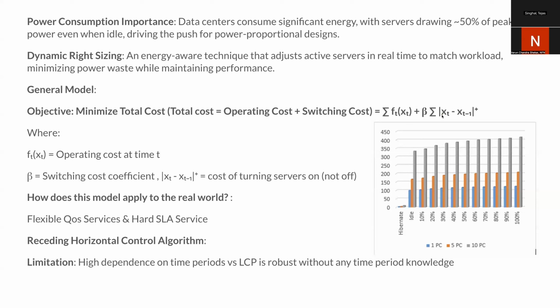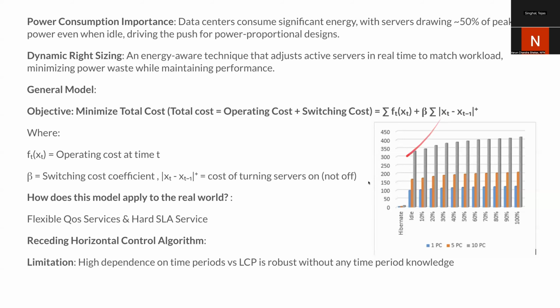So how does this model apply to the real world? Basically, this can be divided into two parts: either flexible QoS services, which is the Best Buy example I just gave, and the hard SLA service, which could be understood by taking the example of Charles Schwab, a trading platform where ultra low latency is critical. Our model ensures enough servers are active to meet strict latency requirements while optimizing energy costs.